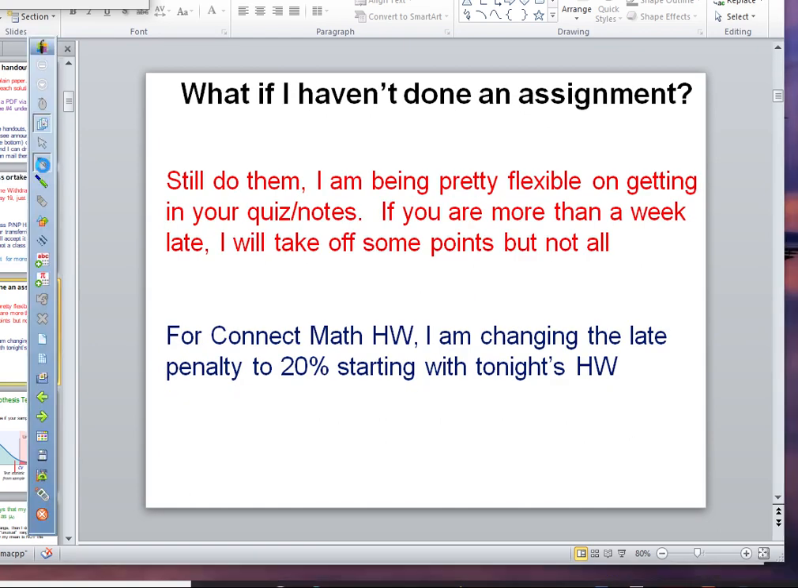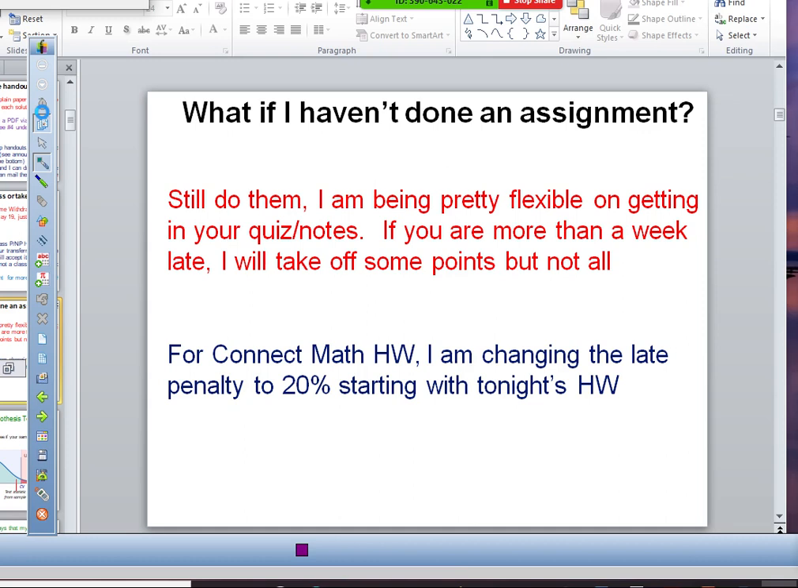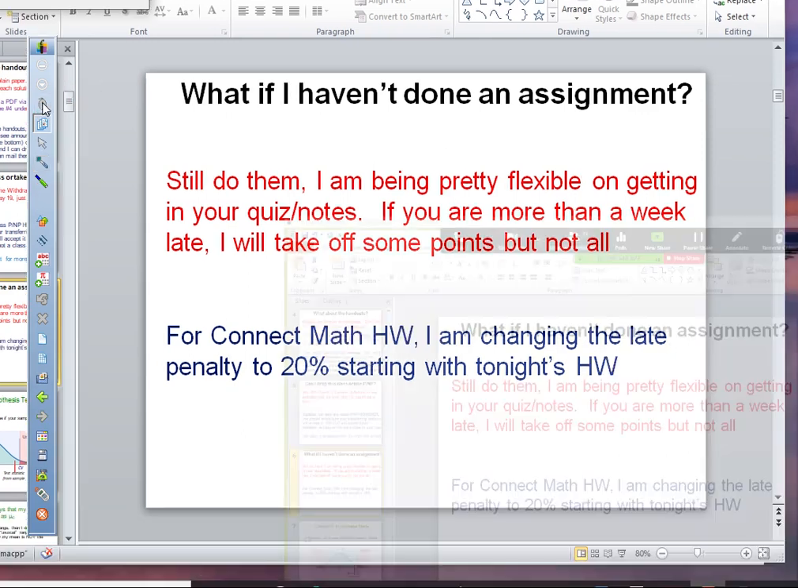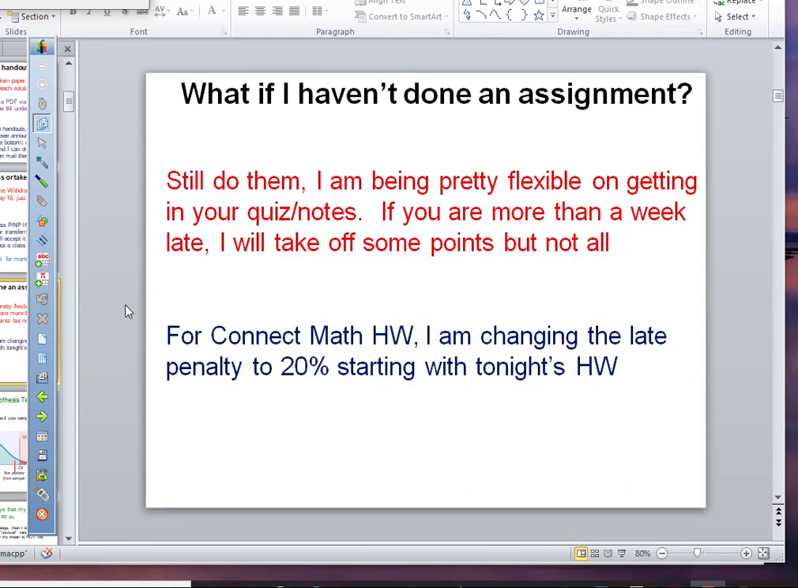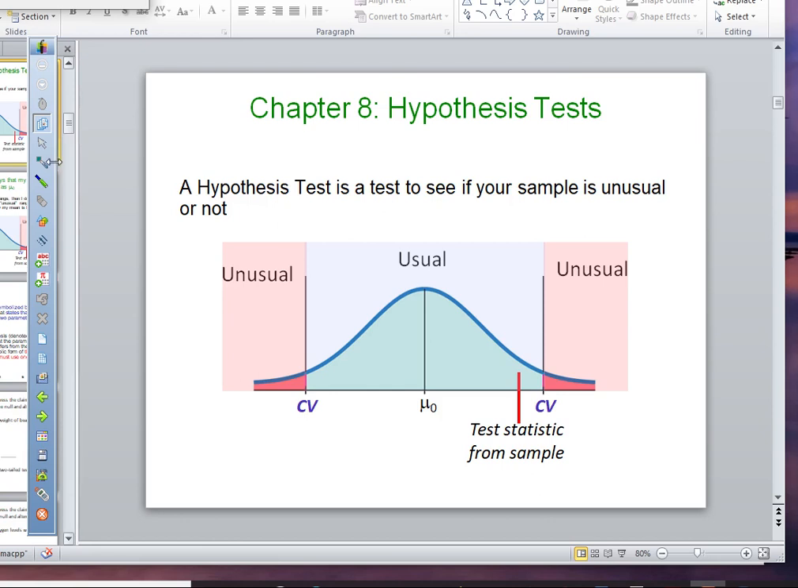If you haven't done an assignment yet, do them. That's fine. I'm being really flexible on lateness this time, just because of everything going on. So if there are quizzes and notes that you're supposed to be doing right now, just get them done and get them turned in under assignments under Canvas. If they're more than a week late, I'll probably take off some points, but not all the points, just some of the points. And for Connect Math homeworks, now the late penalty is just going to be 20% for the rest of the semester, because I know people have got things going on and life is happening, so that's no problem.